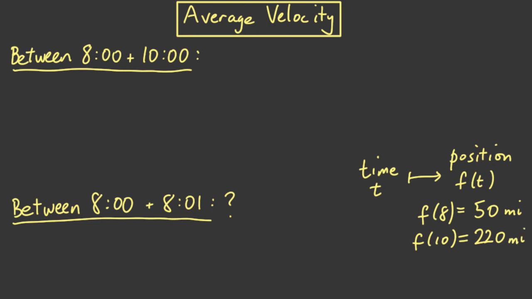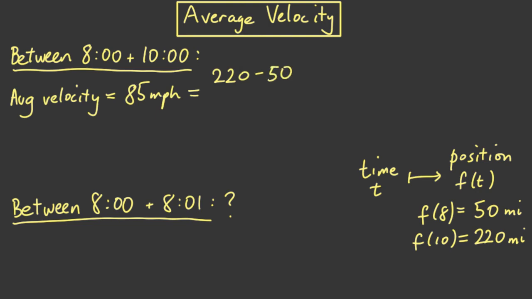Now, previously, you had used this data to calculate that the average velocity between 8 o'clock and 10 o'clock was 85 miles per hour. And that 85 came from 220 minus 50, so we traveled 170 miles, and then you divided by 10 minus 8. That was the time, 2 hours, that the journey took.